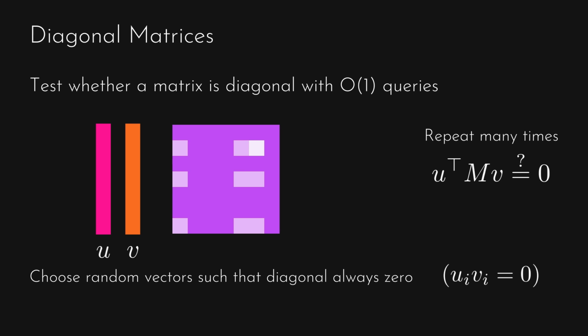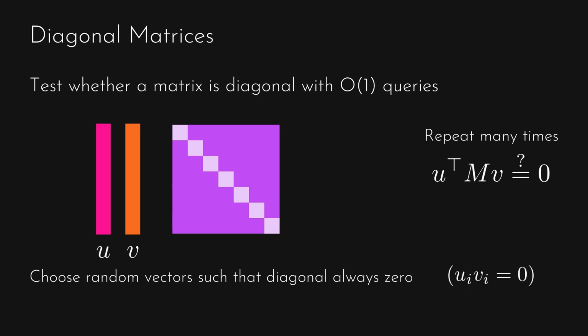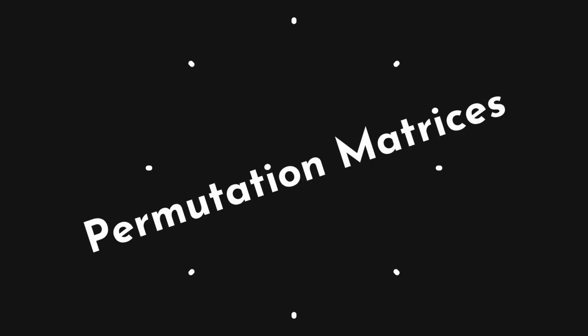And otherwise, if the matrix is diagonal, then the output is always 0. So overall, we have a one-sided tester that succeeds with constant probability. And if we repeat it enough times, we can increase the success probability as high as we'd like. It's a pretty simple algorithm, and it shows how UMV queries being global and touching a lot of the matrix can be very useful. Next, I'll show you how to use a similar idea for permutation matrices.